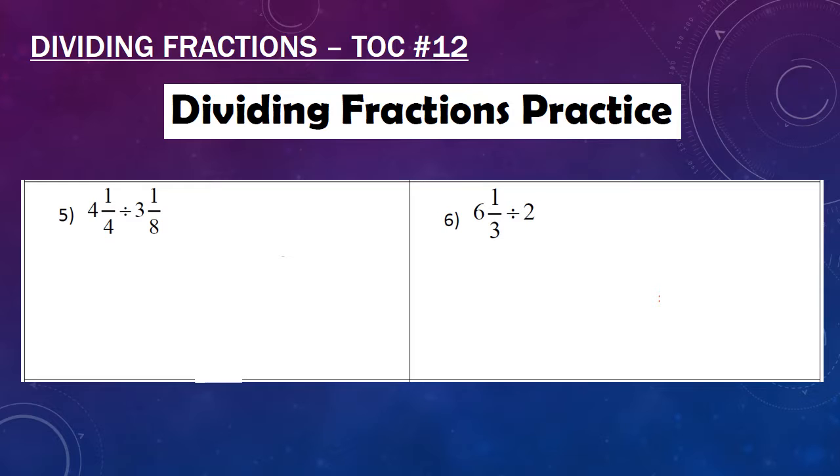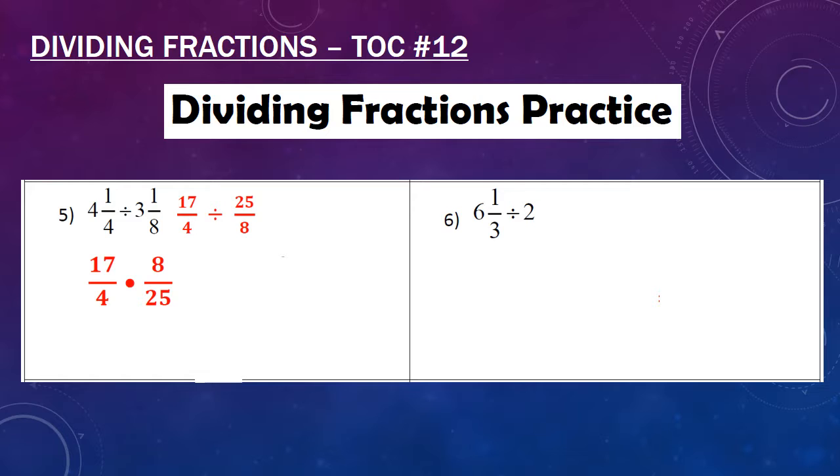And so these get a little tougher because we're throwing those mixed numbers in there. 4 and 1/4 is going to become 17/4, and 3 and 1/8 becomes 25/8. Now that I have them in fraction form, I can do keep, switch, flip, or don't cry, just flip the second fraction and multiply. So 17/4 stays the same, change to multiplication, and then it becomes 8 over 25.